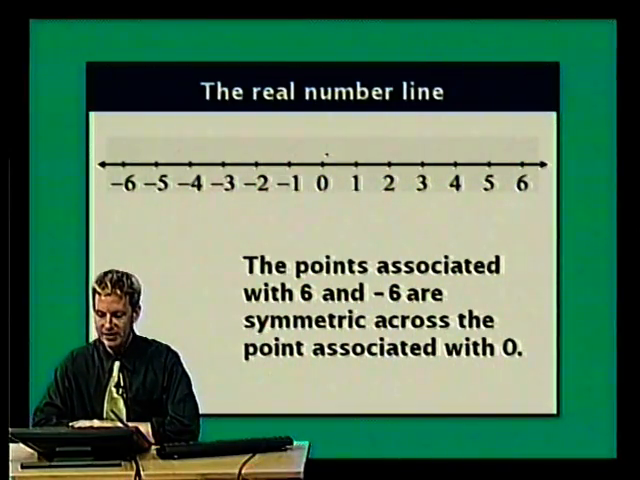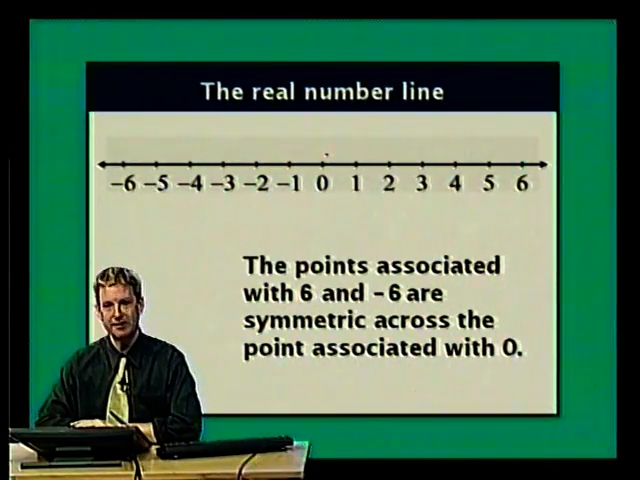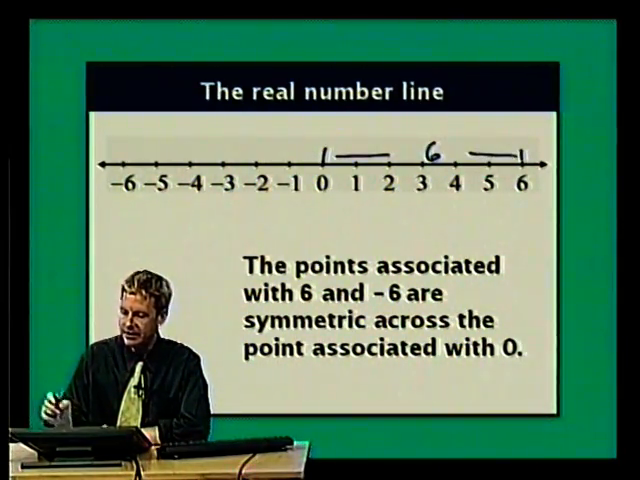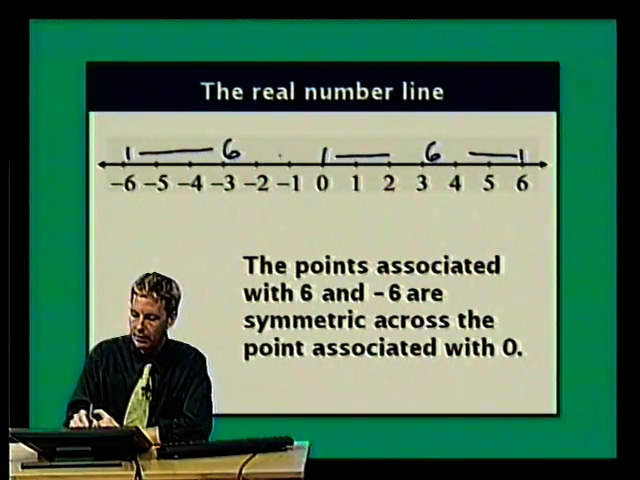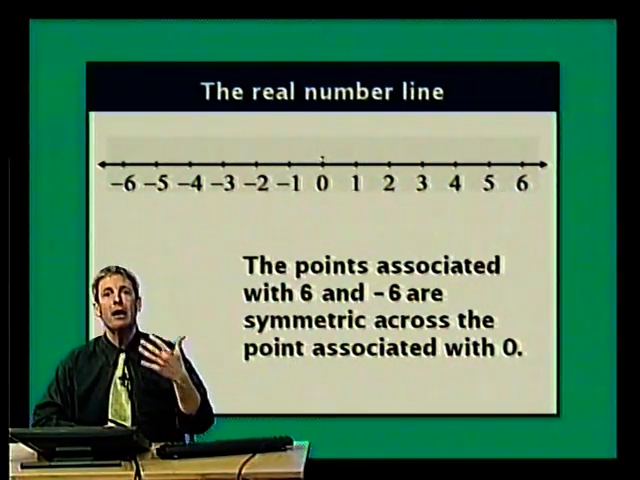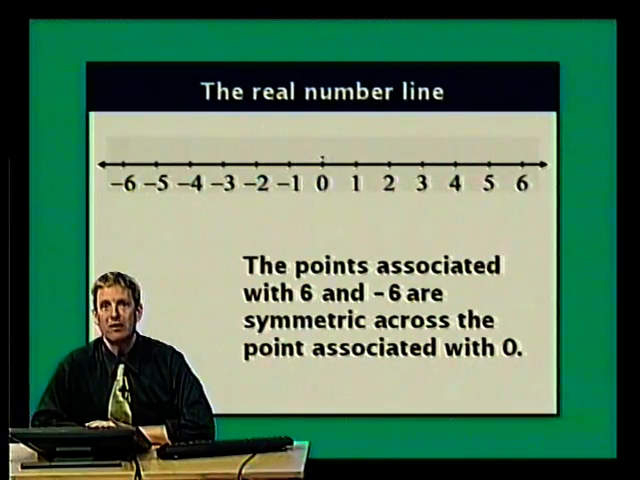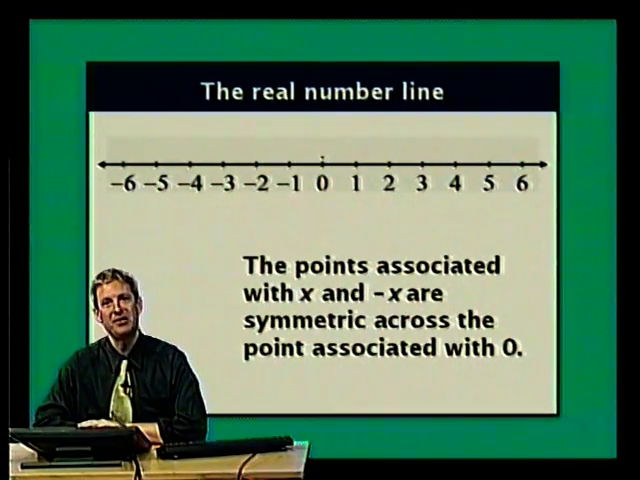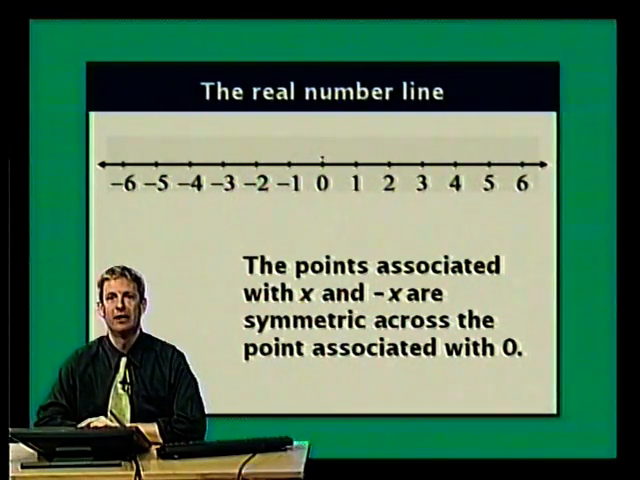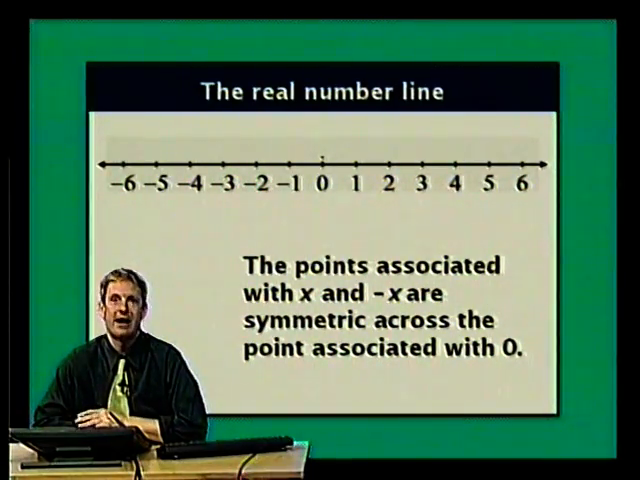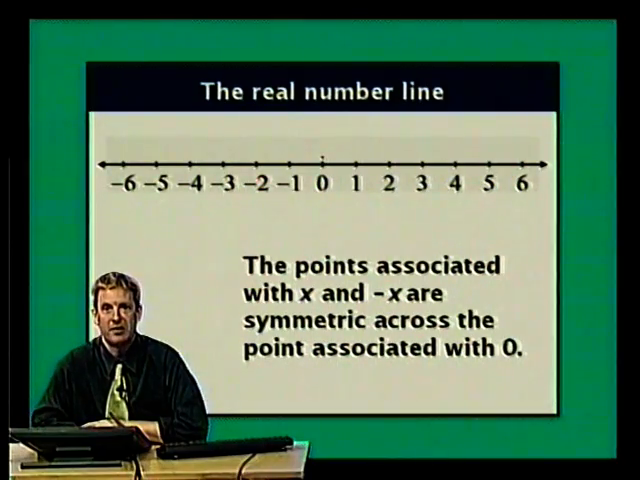The points associated with 6 and -6 are symmetric across the point associated with 0. Both of those points are 6 units from 0, but they lie on opposite sides of 0. In a sort of algebraic sense, where we start letting letters represent numbers, we could say that the points associated with x and the opposite of x are symmetric across the point associated with 0. X could be representing any number. The point associated with 4 and -4 are symmetric across the point associated with 0.